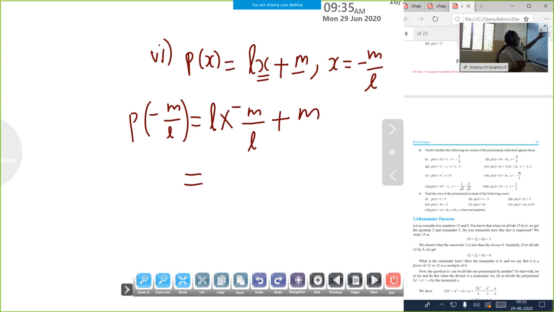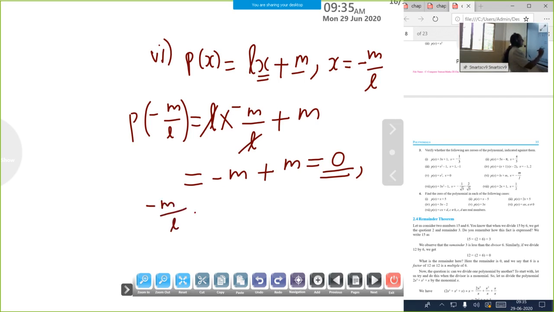Okay. Then next term. Here one L, denominator also one L. We can cancel these two. What is the rest of the number? Minus m plus m. What is minus m plus m? 0. We got the answer 0. If we get 0, what can we write? The given number minus m by L is a 0 of the polynomial.